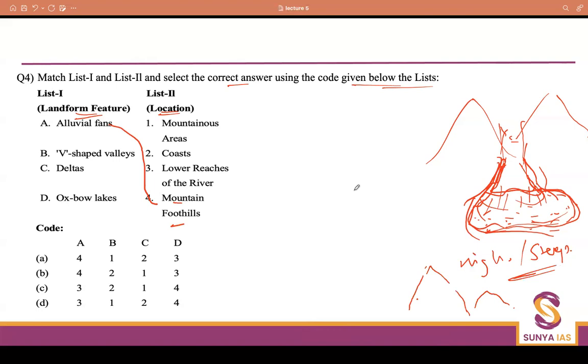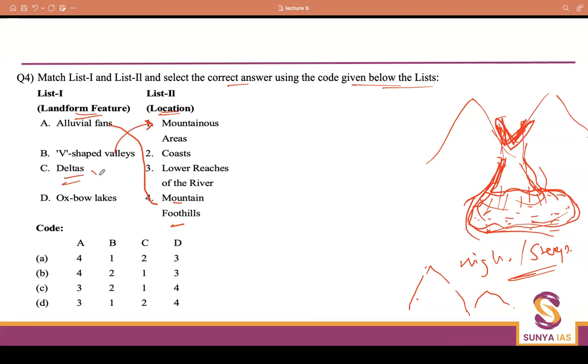Narrow spaces between these two mountains are eroded, and these types of V-shaped valleys are formed, and they are basically formed in the mountainous areas. Okay, V-shaped valley one, then deltas.